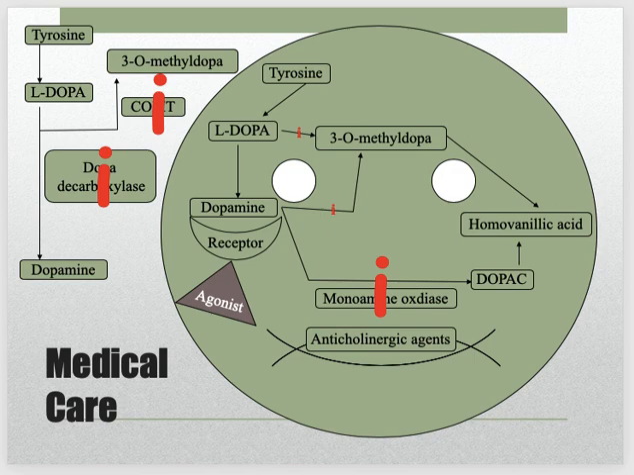We can give them MAO inhibitors, or monoamine oxidase inhibitors, okay? We can give them other drugs like COMT inhibitors, okay? And we can give them dopamine, of course. So here we are giving levodopa with an inhibitor, which should inactivate that thing outside the brain, right?